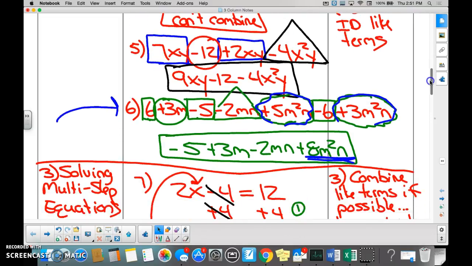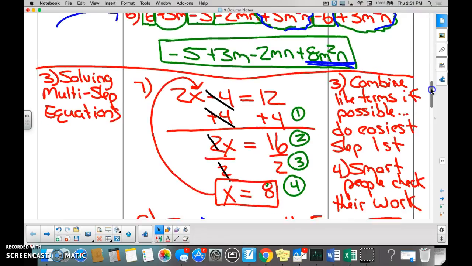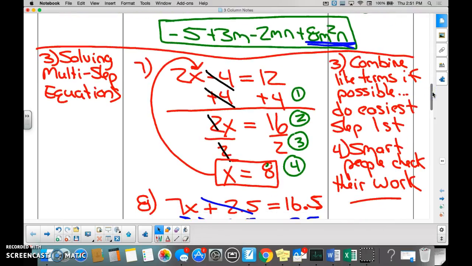Okay, next part, solving multi-step equations. When you have more than one step to solve for a variable, what should you always do first? Everybody should know this. Tyler. The easiest step. So you guys told me when you had 2x minus 4 equals 12, the easiest step was to add 4 to both sides, right?